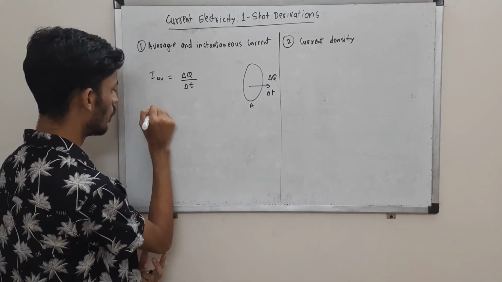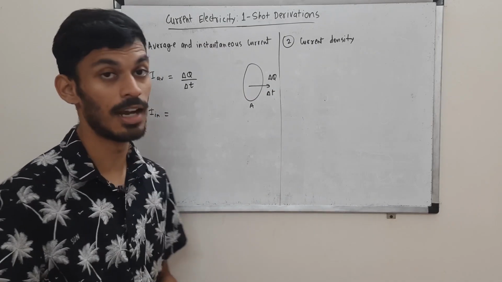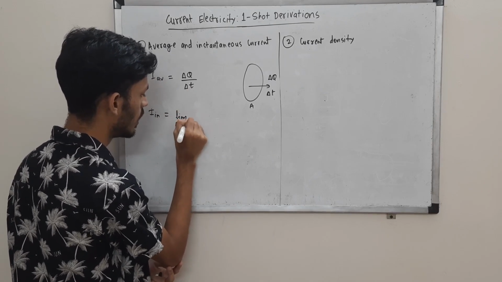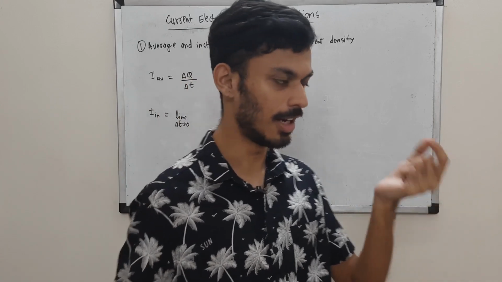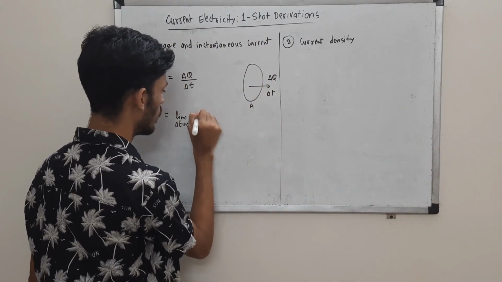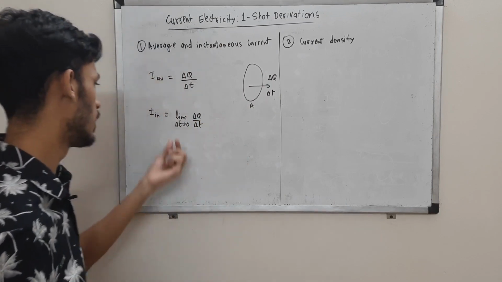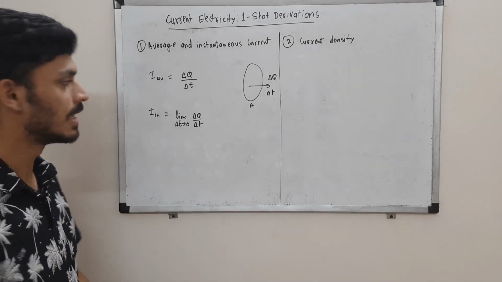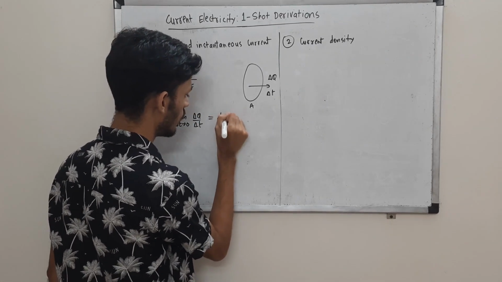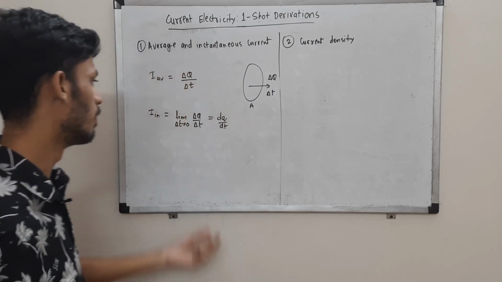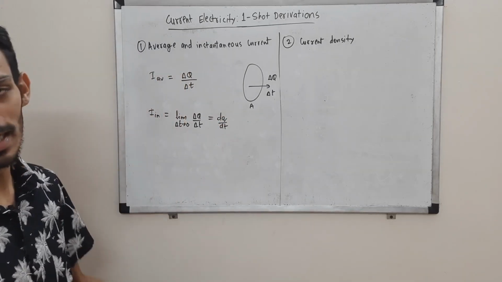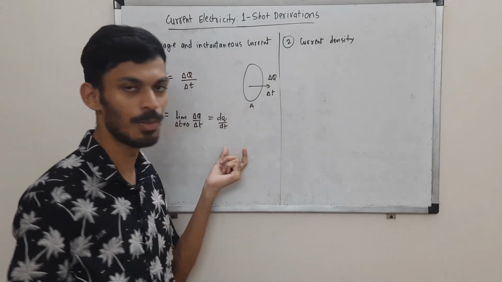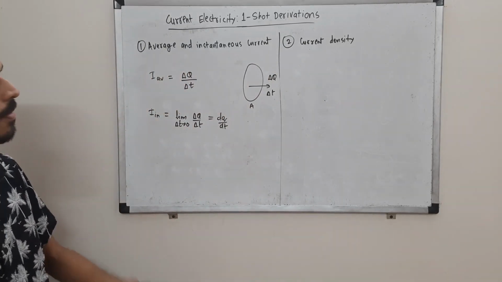Now for the instantaneous one, if you want to find current at a particular instant, you have to make this time interval tend to 0. If the time interval is 0, you will reach a particular instant, so you'll get the current at a particular instant. So if you make this delta t tend to 0 in this definition of current, you will get instantaneous current. This is nothing but the definition of your derivative. So dq by dt, the rate of change of charge, gives you the instantaneous current. So if you are given q as a function of t, you can take dq by dt, that gives you instantaneous current.